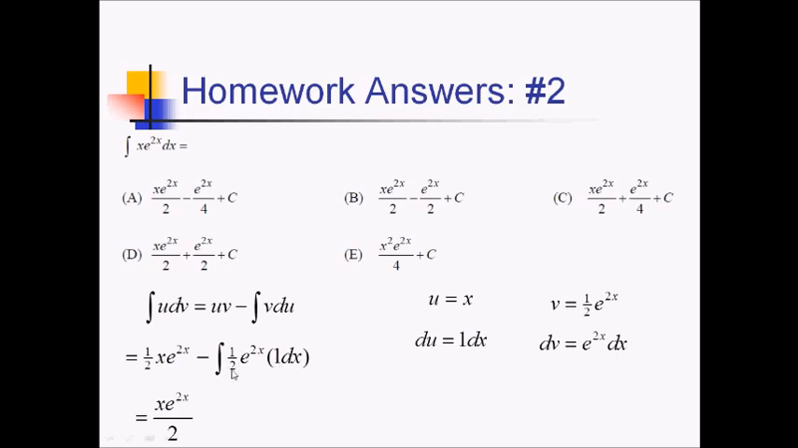So now taking this antiderivative, I've got e to the 2x, and I have to divide by 2. So this is going to be 1/4 e to the 2x, or you could say e to the 2x over 4, plus c. And that's going to give us which answer choice? Well, that looks like answer choice A.